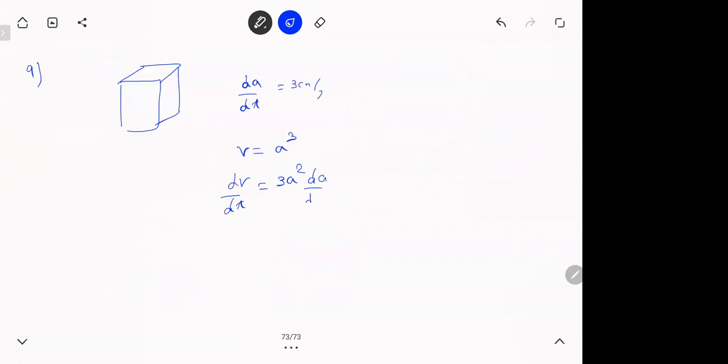The cube variable is increasing at a rate of this thing. So you have a cube. So dA by dt is 3. What is volume? A cube, na? So what is dV by dt? 3a square dA by dt. So 3, a is given as 10. What is dA by dt? 3. So 900, na?